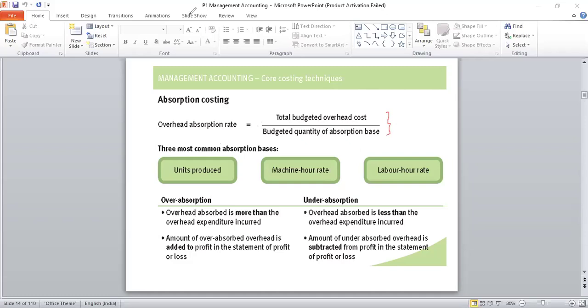Did you do cost sheets, cost statements in the cost accounting paper? You must have done. So the normal format of a cost sheet, how do we prepare that? First we write the direct material, the direct labor, the direct expenses, and arrive at the prime cost. So the total of these three things is called prime cost.